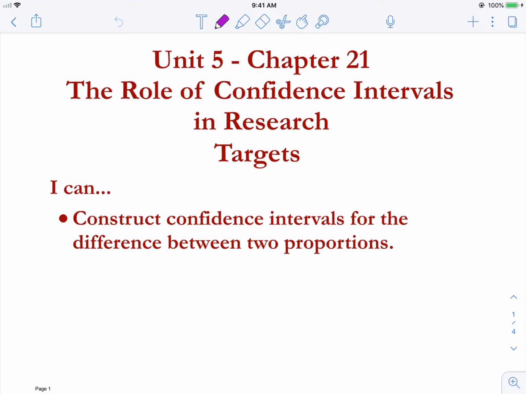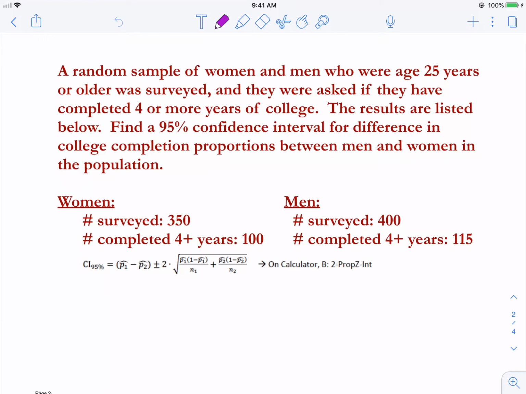But let's start with the difference between two proportions today, which is very similar to what we talked about with the difference of two means, except obviously we're working with proportions or percentages right now. So here's a sample problem for us. It says a random sample of women and men who are aged 25 years or older were surveyed, and they were asked if they had completed 4 or more years of college. Results are listed below. Find a 95% confidence interval for the difference in college completion proportions between men and women in the population.